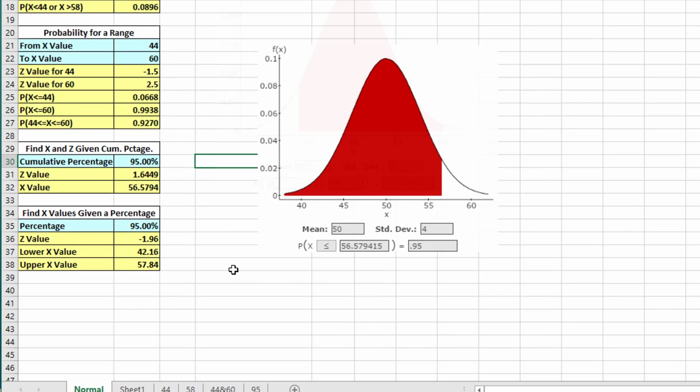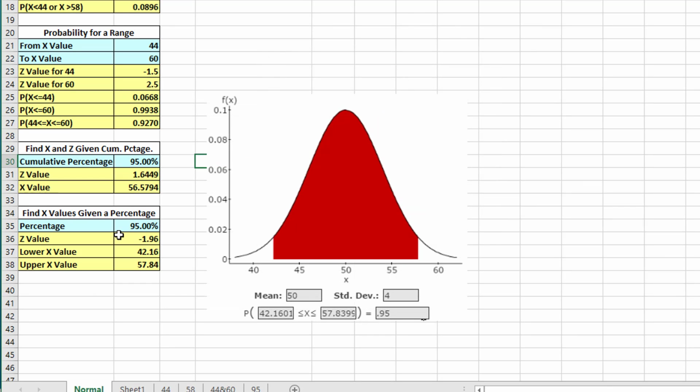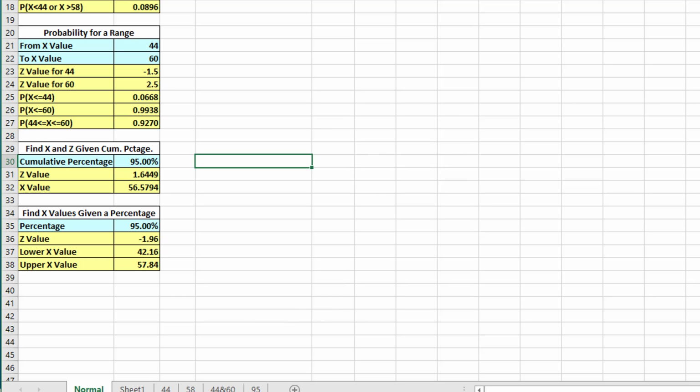Down at the bottom, it's given me my left tail, everything under the normal curve for this sampling distribution. 95% of the values of X bar would be less than 56.58. And then here, if we wanted the area between, 95% of the values of X bar would be between 42.16 and 57.14. So it's a pretty useful little tool, and I hope this helps.